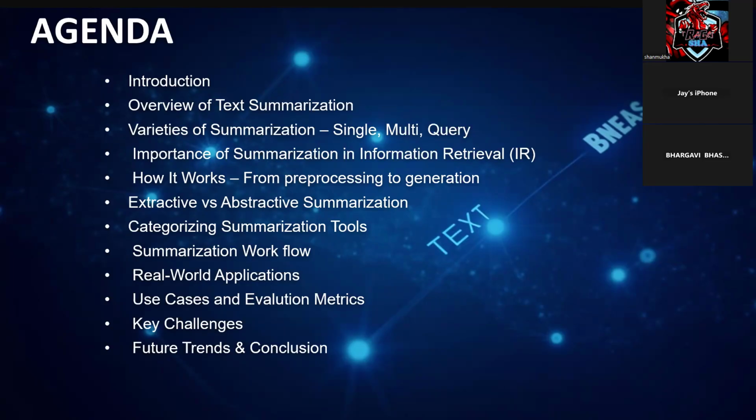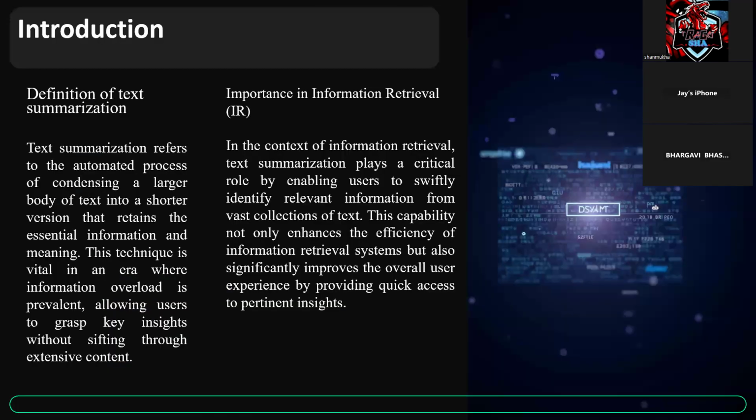The first one is introduction, second one is overview of text summarization, and then types of summarization like single, multi, and query based, and the importance of summarization in information retrieval, how it works from pre-processing to generation, and processing the documents, and the difference between extractive and abstractive summarization, categorization, and summarization workflow. And we're going to see some brief real world examples and use cases, key challenges, and future trends.